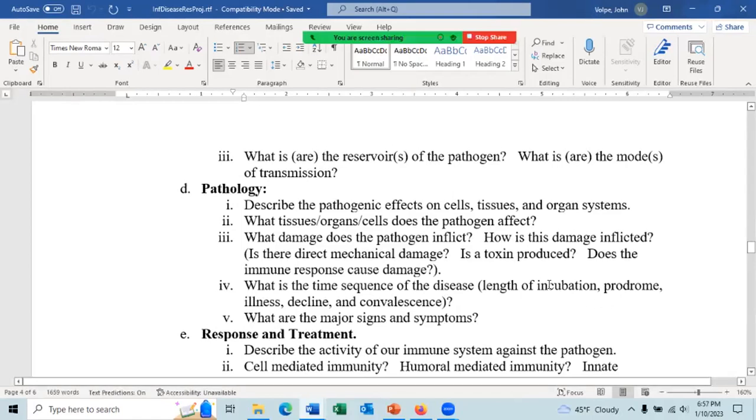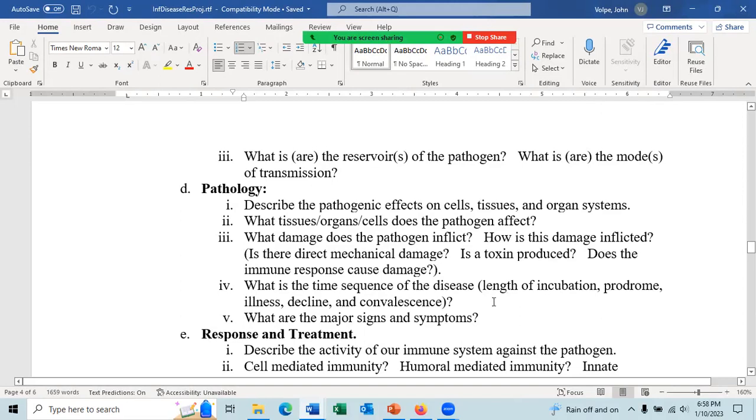Then the next section heading will be pathology. Describe the pathogenic effects on cells, tissues, and organ systems. What tissues, organ cells does the pathogen affect? What damage does the pathogen inflict? How is the damage inflicted? Is there direct mechanical damage? Is a toxin produced? Is the immune response causing the damage?